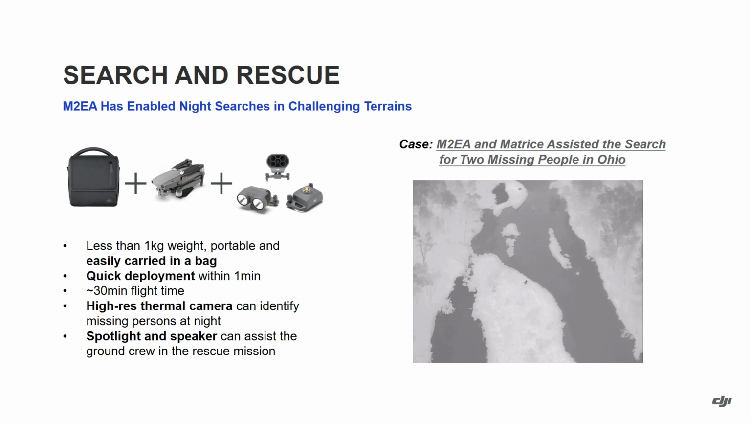And we have two accessories. The speaker could be used to broadcast messages to the victims, while the spotlight could be used to provide lighting or guidance for the ground crews. And here is a case where Mavic 2 Enterprise Advanced and Matrice drones assisted the search for 2 missing people in the state of Ohio in the United States.